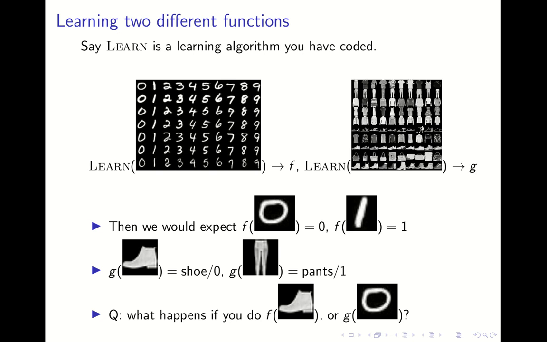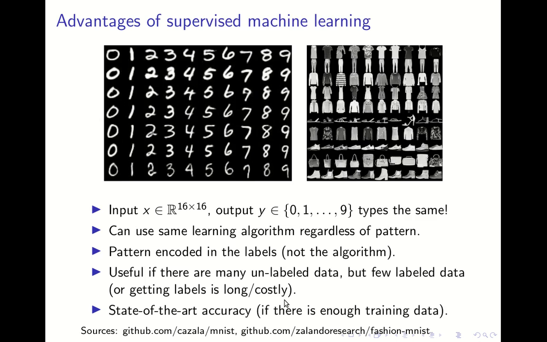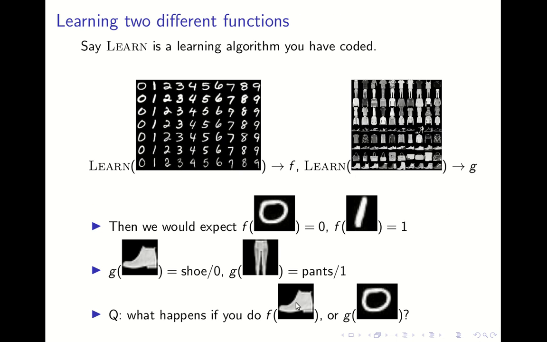So in this example, if we're asking the f function to classify the shoe image, it's just going to spit out nonsense because it hasn't seen any shoe images, so it doesn't really know what to do. So the moral of the story is that if you want supervised machine learning to make sense, to give accurate predictions, you have to have test data that is reasonably similar to your training data.